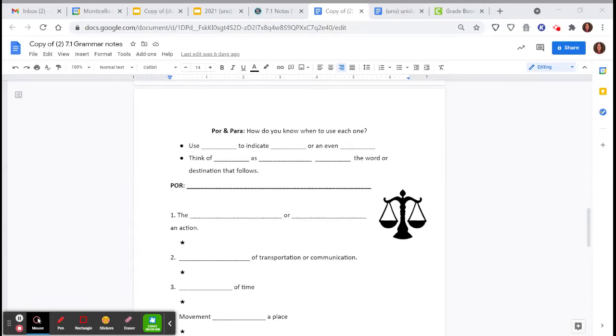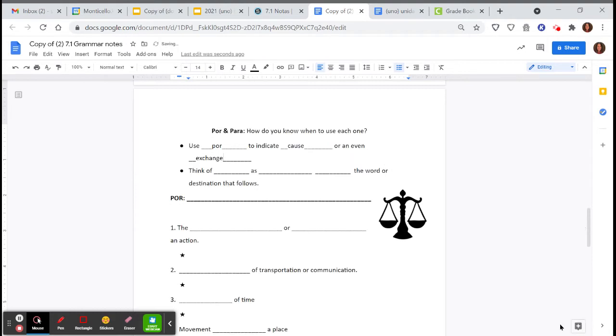Okay, estudiantes, today we are going to talk about por y para. So we're going to look at how do you know when to use each one and review what these two words mean. For number one here, we're going to use por to indicate cause or an even exchange. And then think of para as moving toward the word or destination that follows.